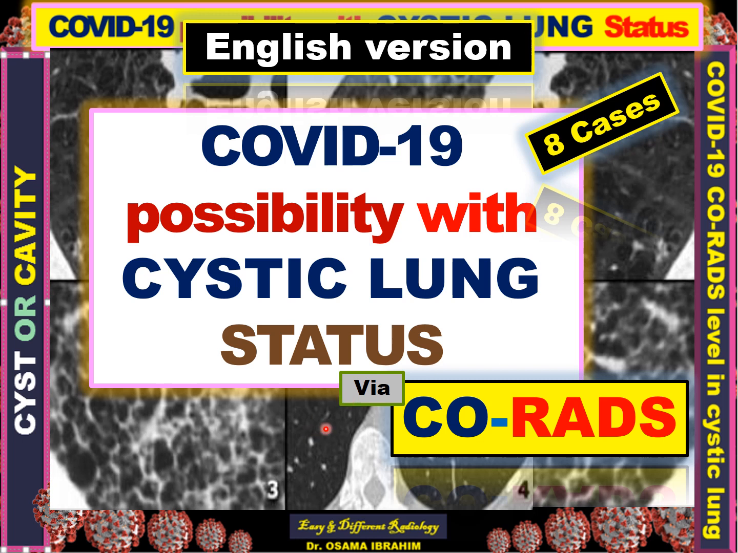Today, I'll talk about one of the most important and confusing presentations: cystic lung disease. Specifically, I will discuss the diagnosis of cystic lung disease as apart from COVID-19, or as a possibility of COVID-19 with cystic lung status. We will do this by comparing it with the CO-RADS classification system for suspected diagnosis of COVID-19, and also through 8 cases for better practice. So let's do it.